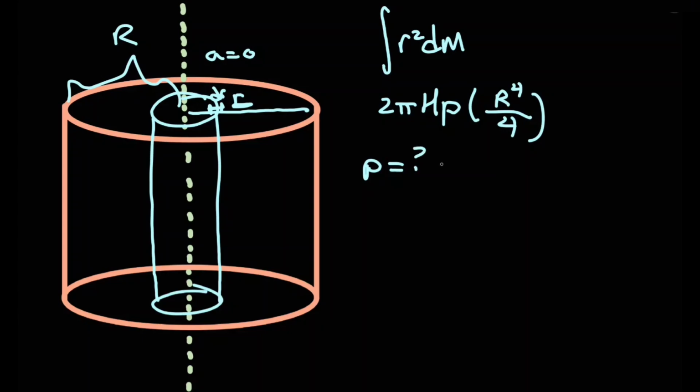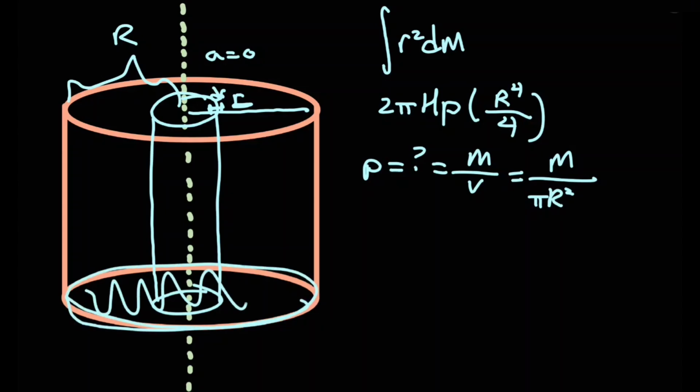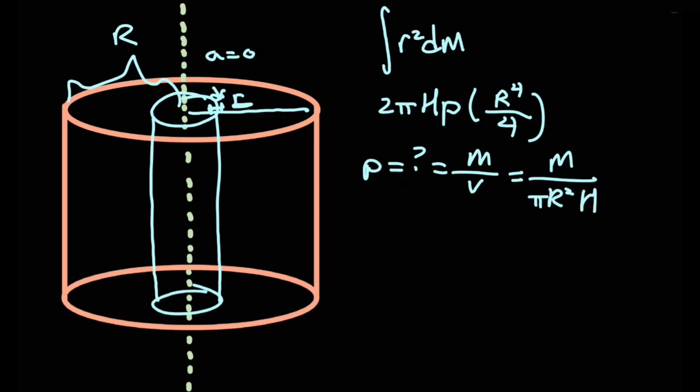Well, density, as we know, is just mass over volume. So we're going to say it's mass of the entire cylinder over the volume of the entire cylinder. So we're going to write mass over what is the volume? Well, the volume is going to be pi big R squared, so it's going to be this area of the base. And then we're going to multiply this by the height. So this gives us volume. This is V.